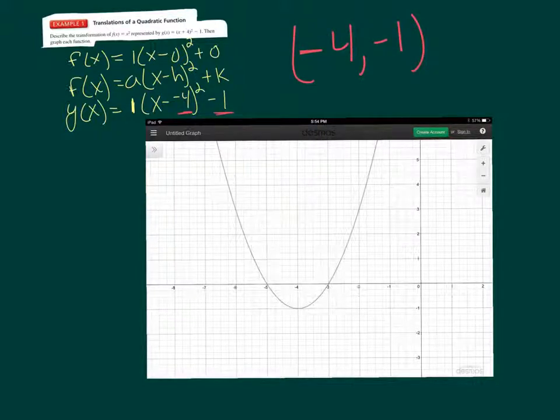If you think about it, this value is basically your horizontal translation, your left to right, and this value is your vertical shift or your vertical translation. So if you can just find the vertex, you can find out right away what type of shift it is, whether it's going left to right or up or down.